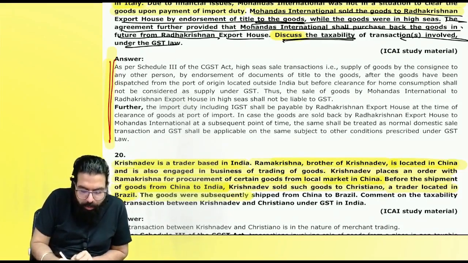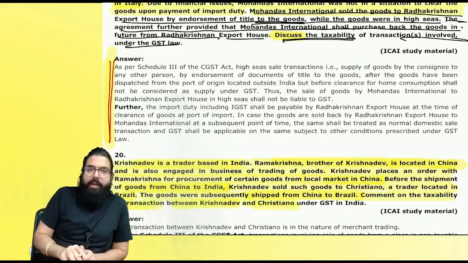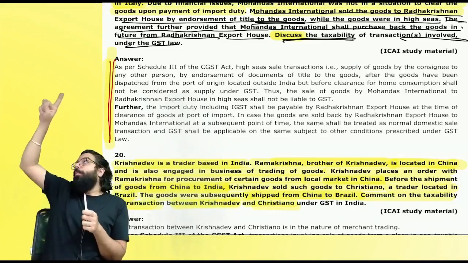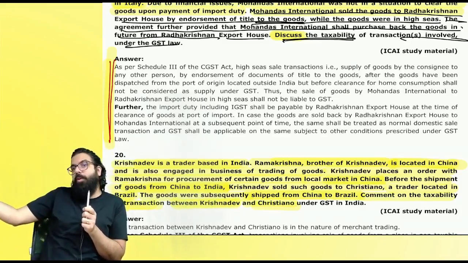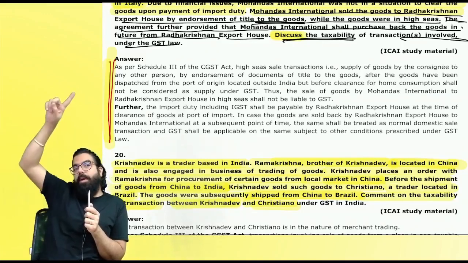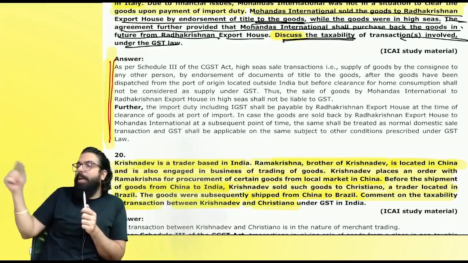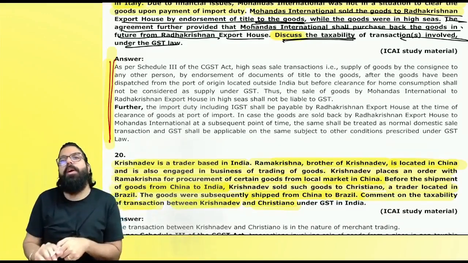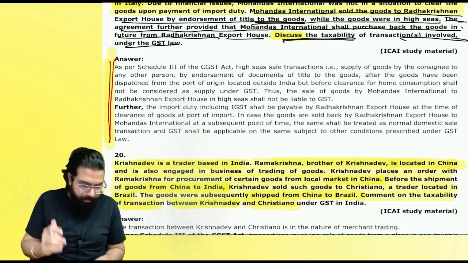The goods were subsequently shipped from China to what? Brazil. Comment on the taxability of the transaction between Krishna Dev and Cristiano. Everyone over here, from here the goods went to Cristiano. I am Krishna Dev. I will make the invoice and give it to him. But will I charge him GST? No. Why? From one non-taxable territory to another non-taxable territory when goods are going, your supply will always be neither supply of goods nor supply of service. Is my point 100% understood? Can I go ahead? Next.